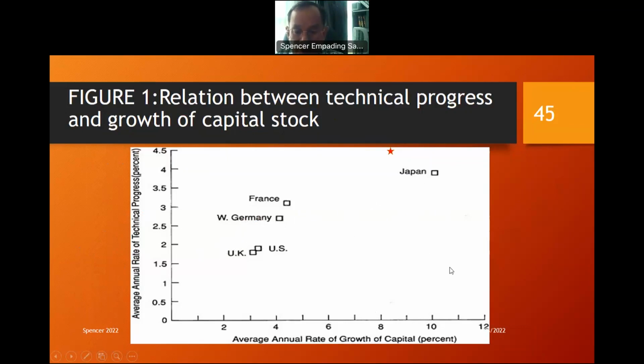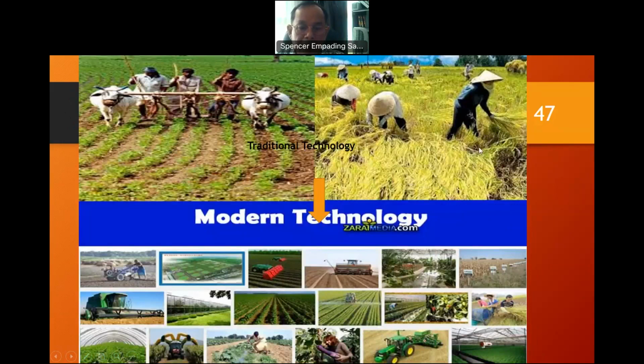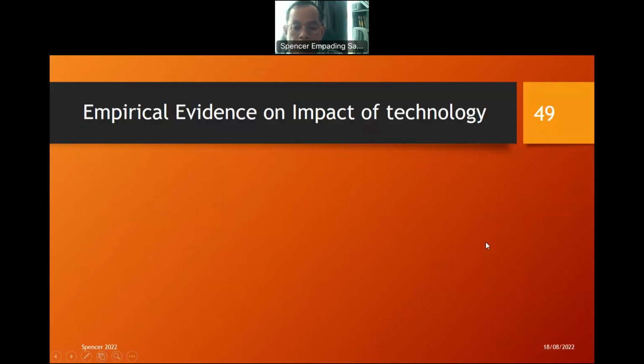So there is a relationship between capital stock or capital accumulation and technology usage. Again, these are some pictures to show, in the field of agriculture for example, traditional technology in which the productivity per worker is very low compared to productivity with the use of technology, which can produce much more per worker per unit time.